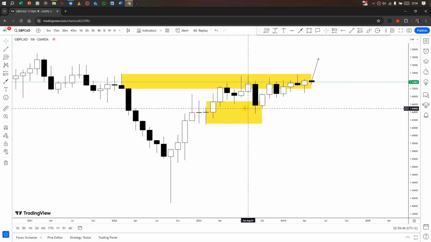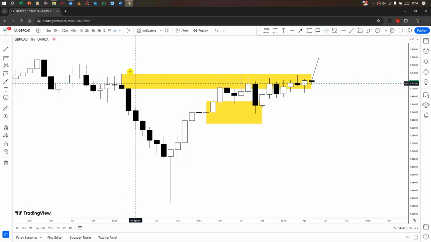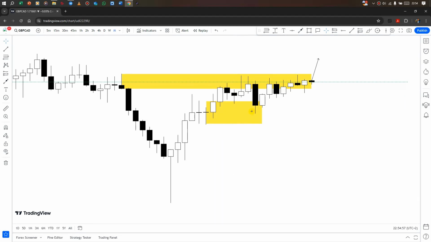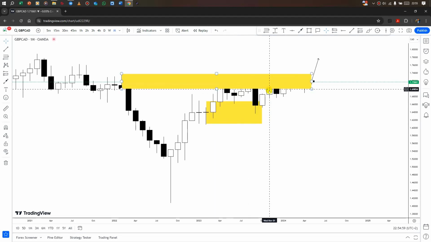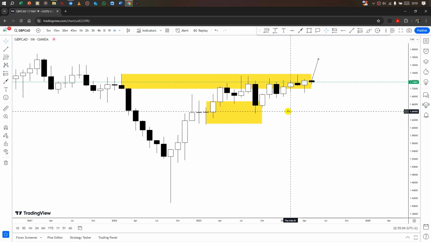We can also say that the reason why this supply zone is not succeeding at holding the price, or is not succeeding at pushing the price to go down, is because of this opposing monthly demand zone here, which caused the price to go up. So we can say that GBPCAD is in a bullish trend.